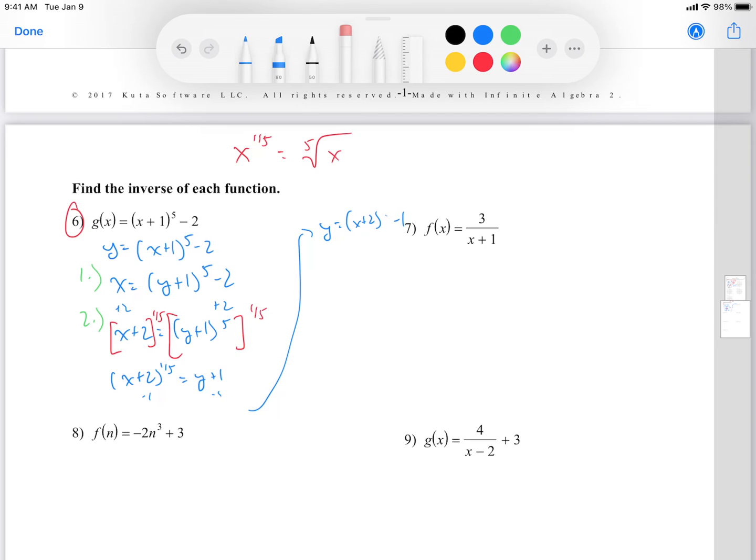Mr. Kiefer just can't write. Minus 1. And then for step 3, we replace the y with f inverse. And so I know that, or sorry, g inverse in this case. So I know g inverse of x is equal to x plus 2 to the 1/5 minus 1. Okay? Another way that we can write this, g inverse of x is equal to the 5th root of x plus 2 minus 1. Those are both the same thing. Okay? All right.